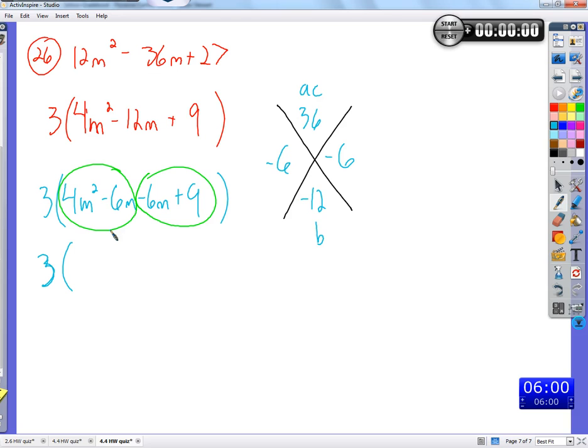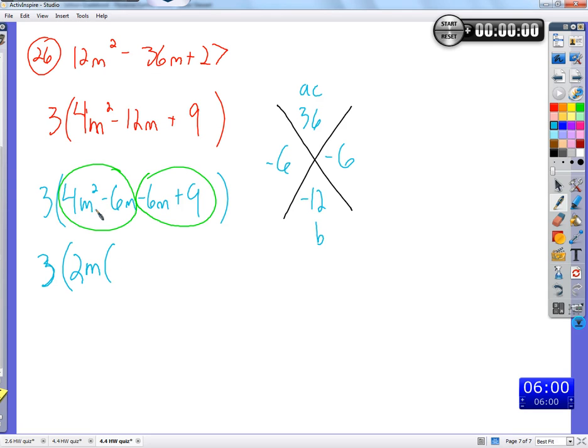Things to undistribute. What things can we undistribute from these two? 2. Anything else? Also m, right? We could undistribute an m in there, and both of these have an m in them. So you could have an m distributed to both of them. So 2m times what?